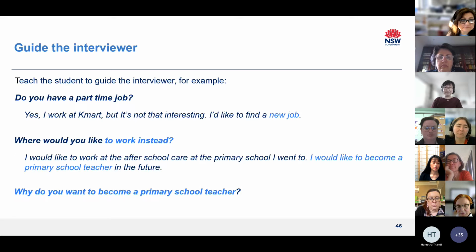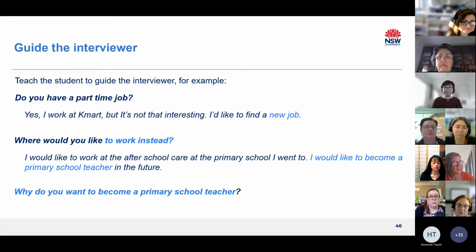A strategy that you can teach students is to guide the interviewer when answering questions. This can be done by leaving a hook in your response that will lead the interviewer to the next obvious question. For example, do you have a part-time job? Yes, I work at Kmart, but it's not that interesting. I'd like to find a new job. An obvious next question would be, where would you like to work instead?